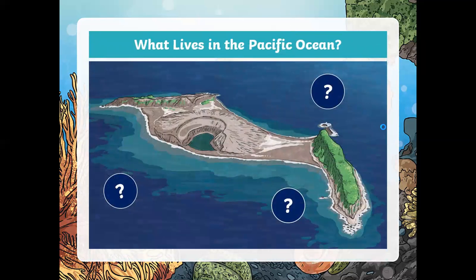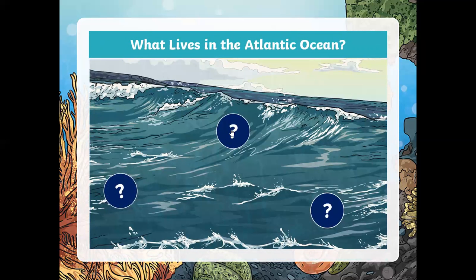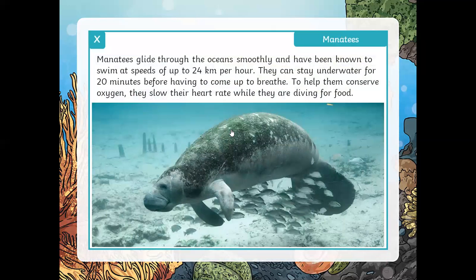So let's see what lives in the Atlantic Ocean. Manatees are found in the Atlantic Ocean, where the water is really, really cold. Manatees glide through the ocean smoothly and are known to swim at the speed of 24 kilometers per hour. They are one of those animals that do not have gills, and they need to come up to the surface to breathe. They can only survive under the water for 20 minutes. They slow down their heart rate while they dive in search of food, and that helps them conserve oxygen.